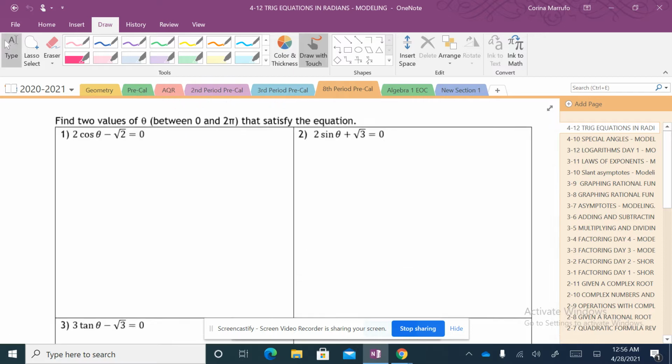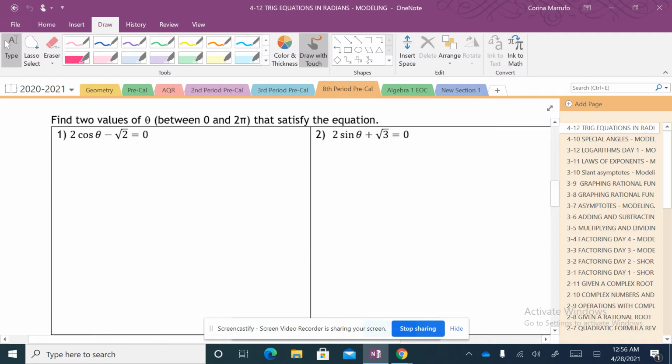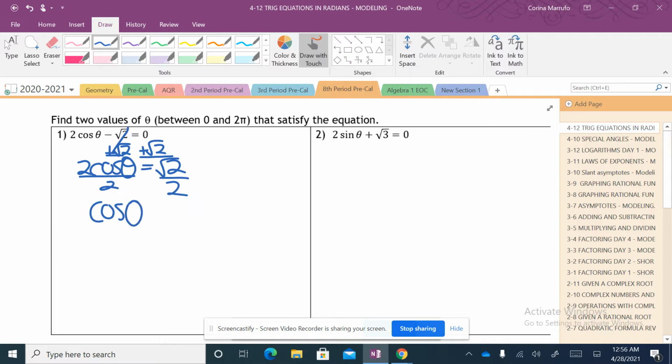So here, 2 cosine of theta minus the square root of 2 equals 0. So we're going to start solving for theta. First we're going to move over the square root of 2. This cancels and we get 2 cosine of theta equals 0 plus the square root of 2, which is the square root of 2. Okay. Then from there, to solve for theta, we're going to divide both sides by 2. And we get cosine of theta equals, this part cancels, and then the square root of 2 over 2.